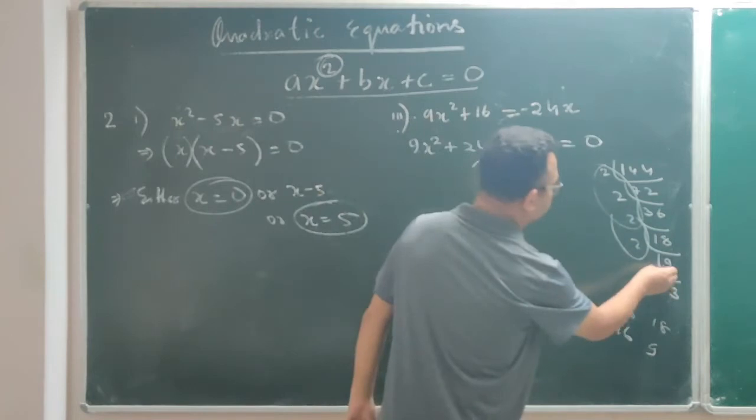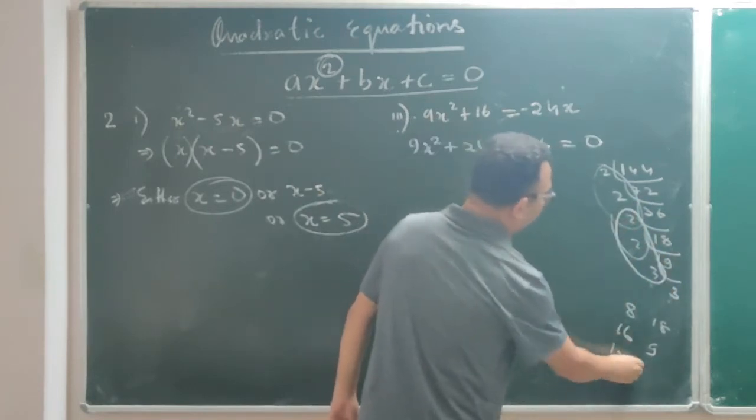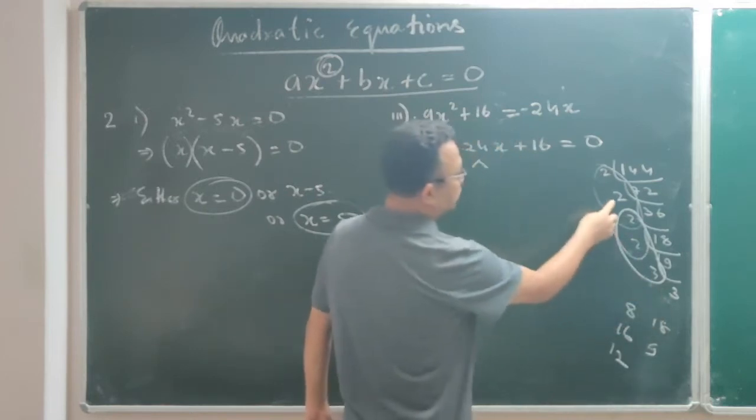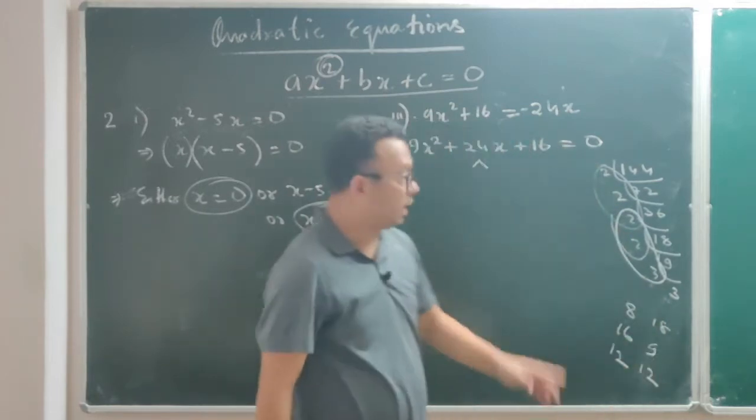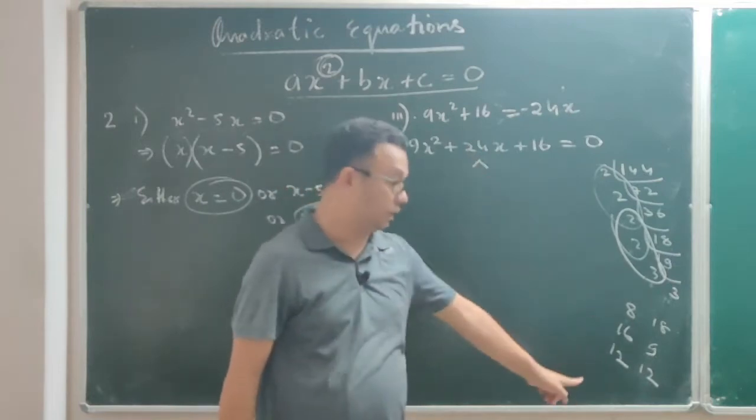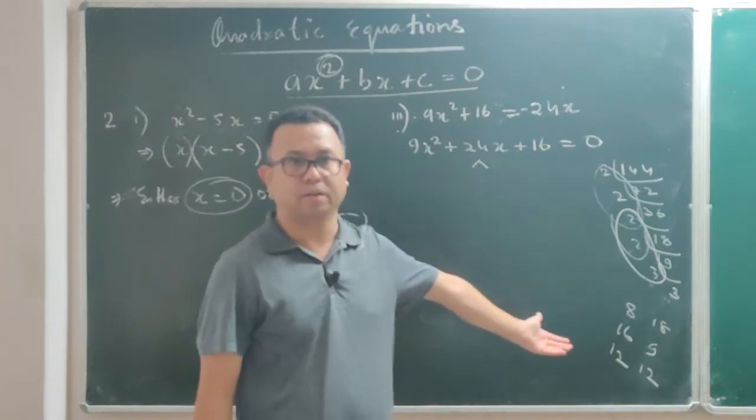Let me take this 3 together. 3 2s are 6, 6 2s are 12. So one number I am going to take is 12, and the other one, 3 2s are 6, 6 2s are 12, is also 12. 12 and 12, if I add or subtract, will I get 24? And the answer is yes. 12 plus 12 is 24. So I got the factors now.